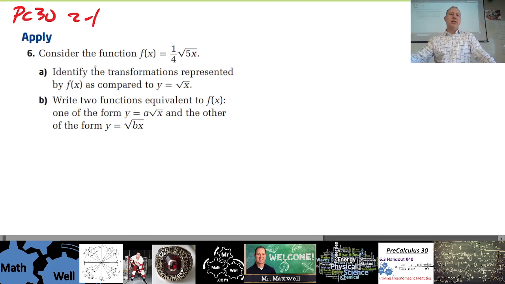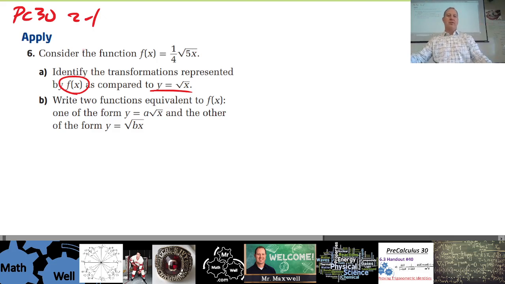Okay. So identify the transformations represented by f of x as compared to this. That's what we just talked about. Compressed vertically by a factor of 1/4, and then compressed horizontally by a factor of 1/5.